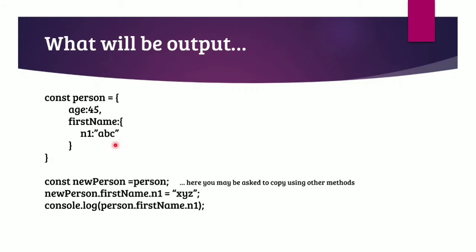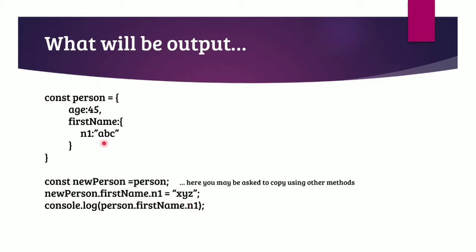In this particular question, we have been given an object named person having some values such as age, first name and then n1 and so on. After this, we are trying to copy the value of person inside a new person. And then we are changing the value of newPerson.firstName.n1 to XYZ. That means now ABC is changed to XYZ for the new person. But we need to print console.log person.firstName.n1. So what will be the output?